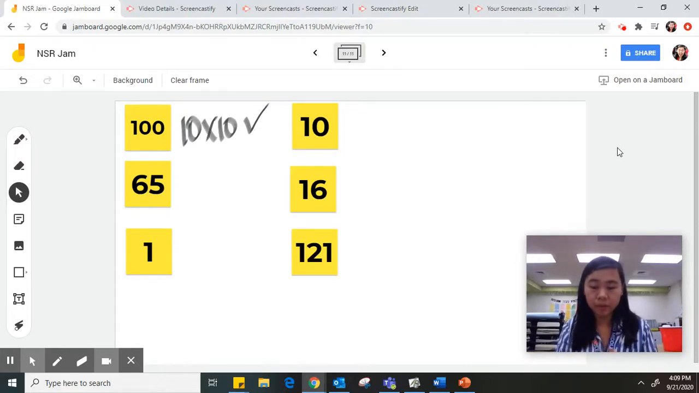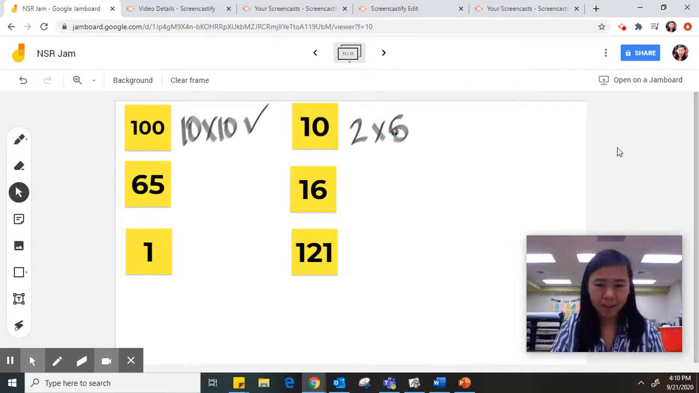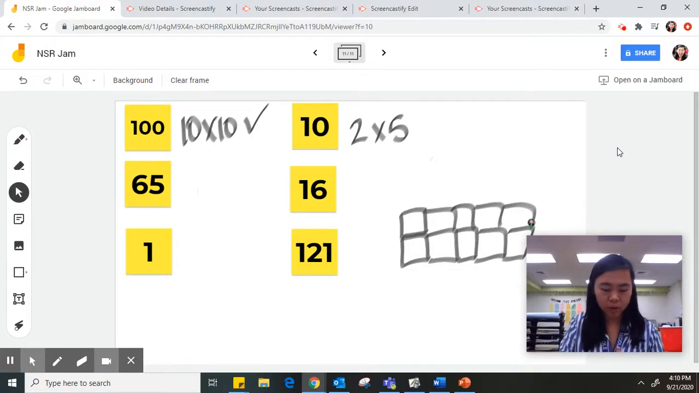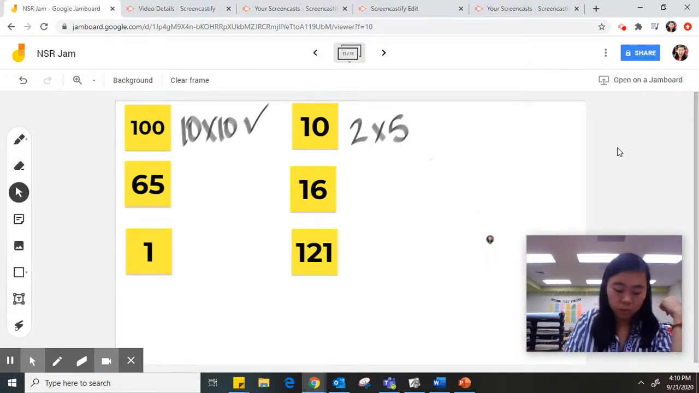Is there something times itself that gives you 10? I know that 2 times 5 gives you 10, but is that a square? Am I making a square? Is a 2 by 5 figure a square? A 2 by 5 looks like this: 2 long, but 5 across. That's not a square. That's a rectangle, right? So it can't be 2 by 5. That's why I need to think, is there any number times itself, the same number twice, that gives me 10? No. So 10 is not a perfect square.